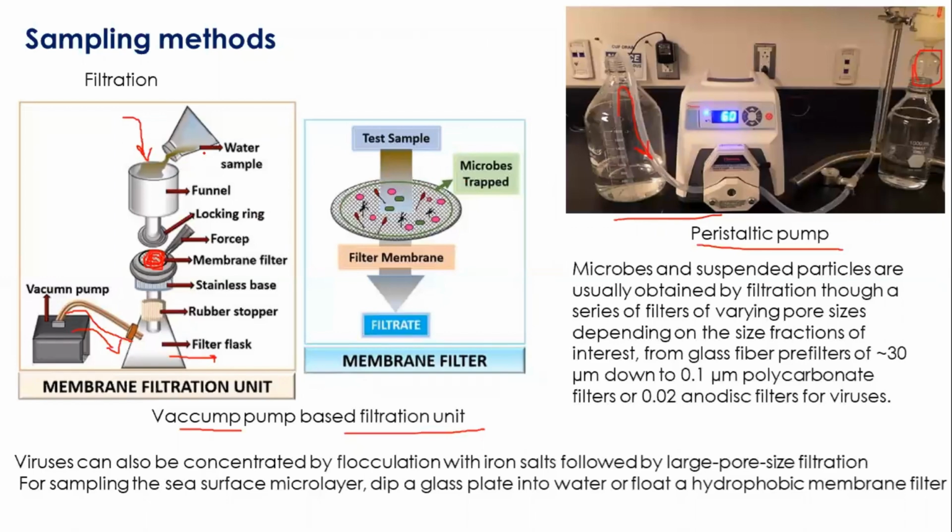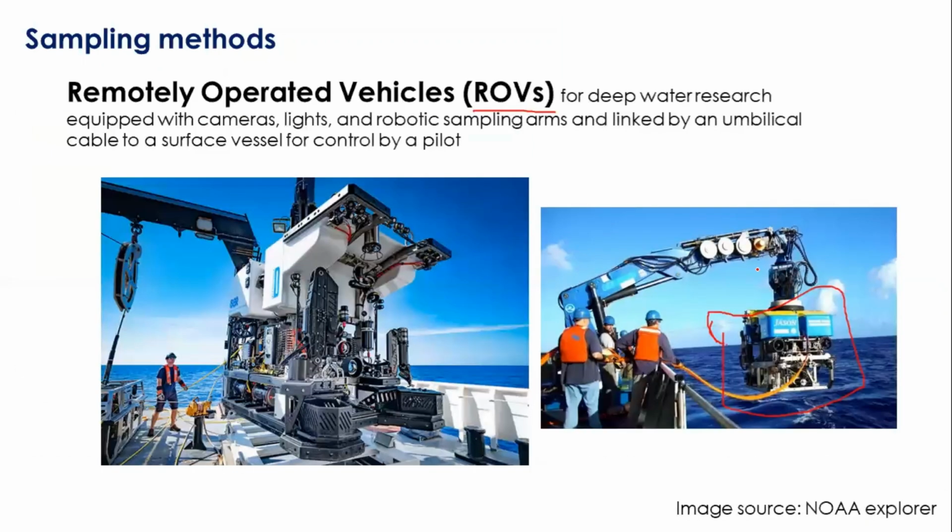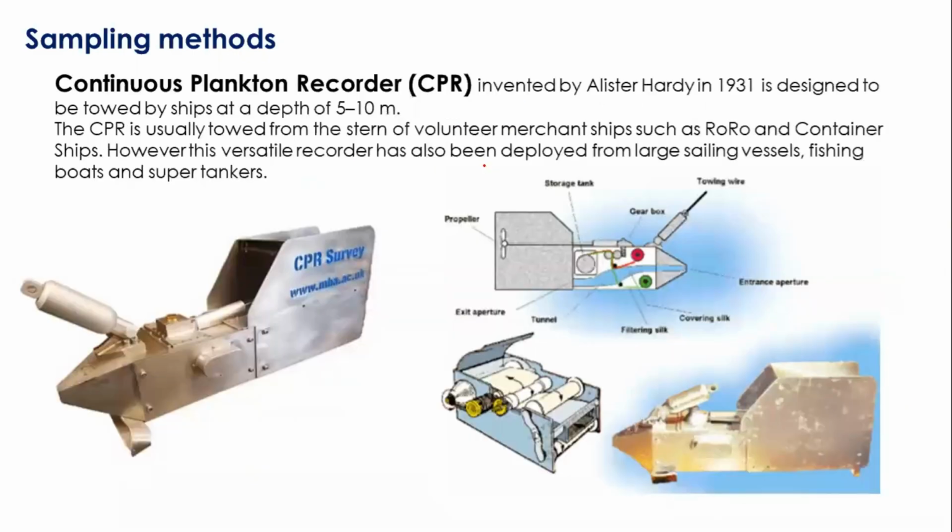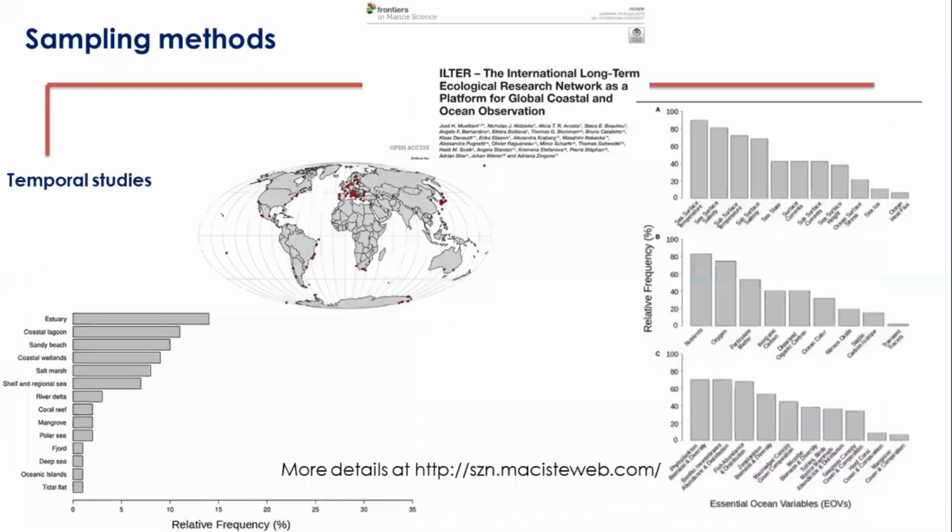And then when you get the water sample, you have to do the filtration. That can be done either with the pump-based method or with the peristaltic pump, right? And there is another method, remotely operated vehicles, which have arms and cables, which can be operated from the surface. Then the last one is the continuous plankton recorder. Now, utilizing any of these water or sediment samplers, you can study the microbes present in the marine environment.